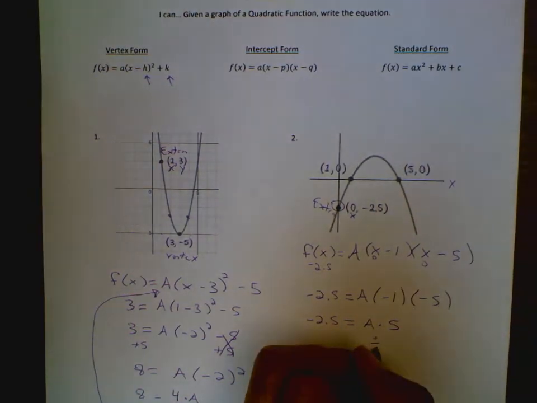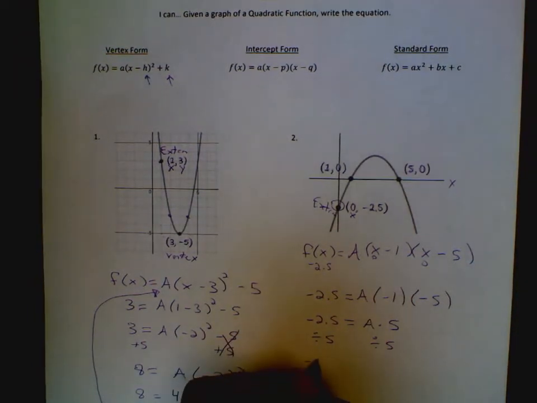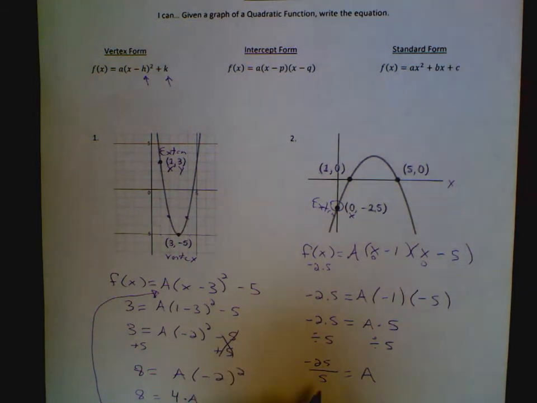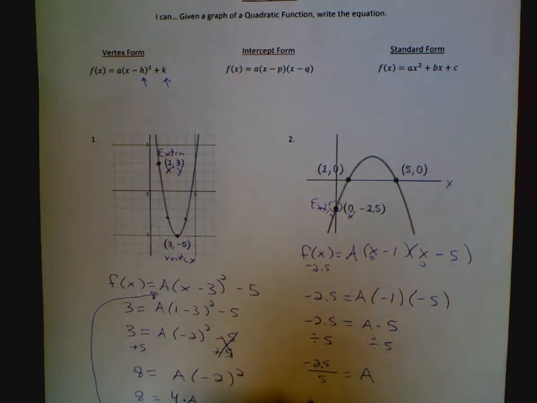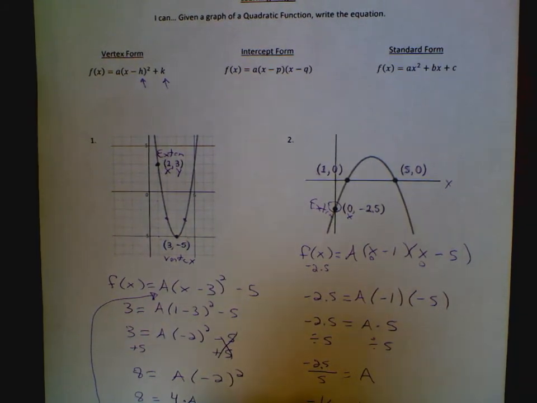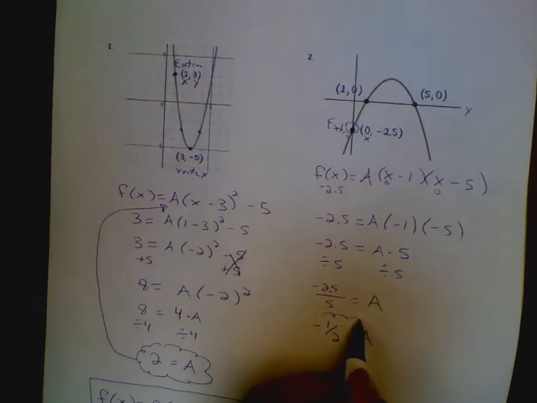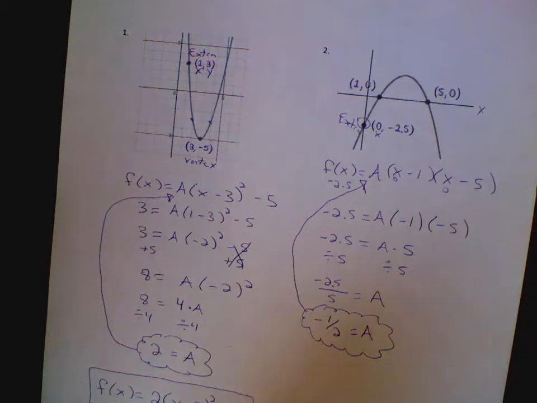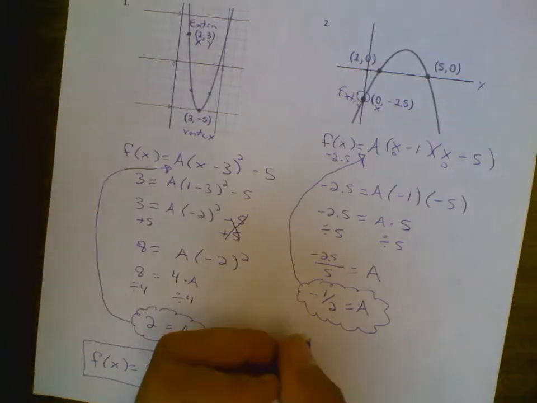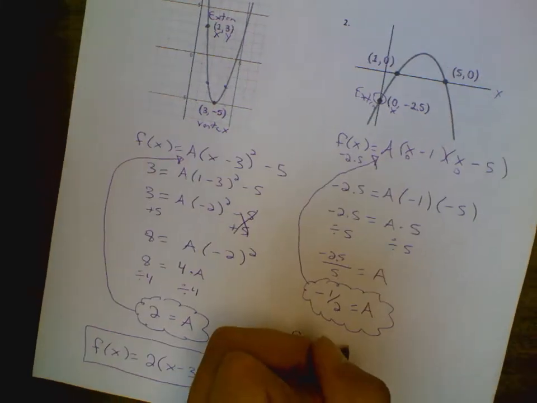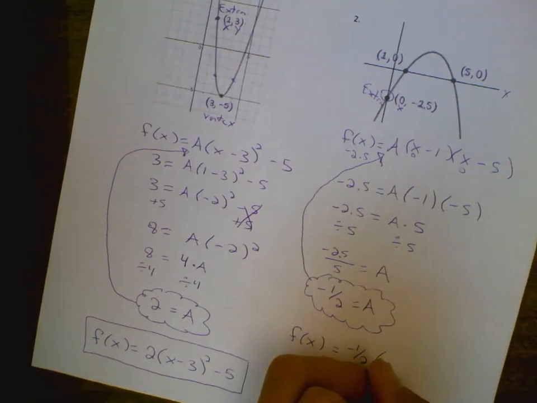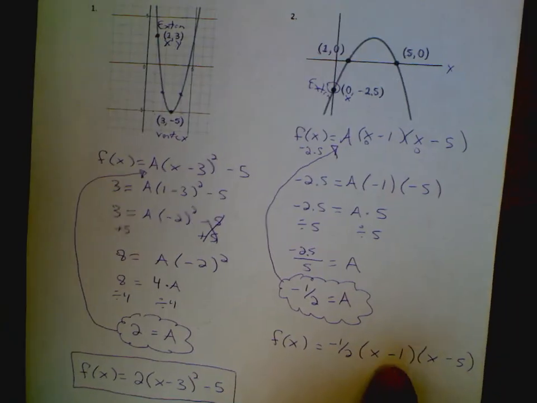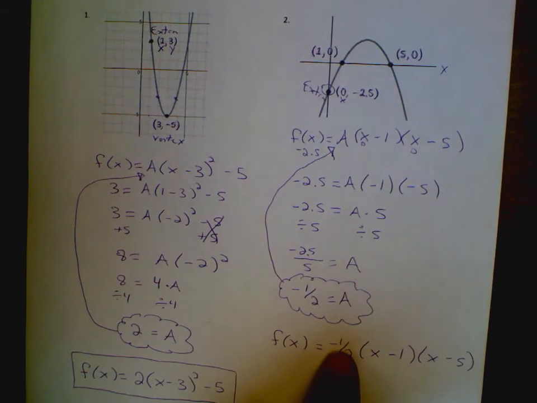And then lastly, I can just divide by 5, and I'll get -2.5 divided by 5 = a. And if I take -2.5 and divide by 5, that simplifies to -1/2 = a. So my a value is -1/2 here. And then I can simply, once again, plug that in for the a in the function, and I'm done. So my function would be f(x) = the a value, which is negative 1/2, times (x - 1)(x - 5). Okay, I have x-intercepts at 1 and 5, and then negative 1/2 is my stretch.